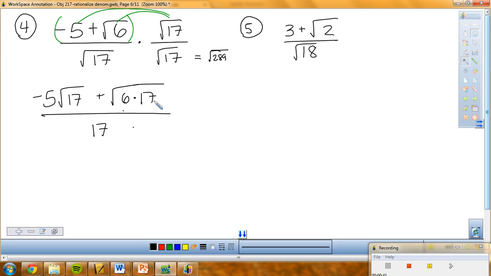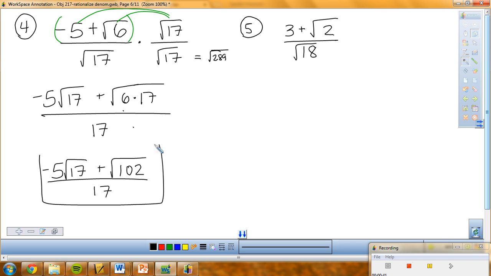So now the last thing we need to do is simplify under our root. So we have negative 5, the square root of 17, plus 6 times 17 is 102 over 17. We check if we can simplify our radicals. Again, 102, even though it seems like a big number that we would be able to pull some pairs out, we can't. And this is as simple as possible. So we might get some ugly answers, and that's okay.